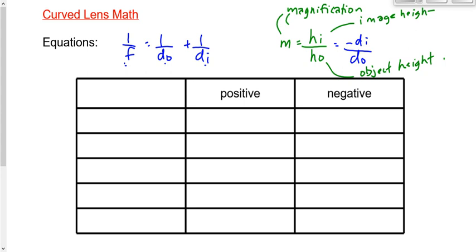Centimeters over centimeters cancels and gives you no units. It's like index of refraction, right? Remember, index of refraction was meters per second divided by meters per second, so there were no units, they canceled. Here we have centimeters divided by centimeters, so they cancel and we have no units. There's no units for the magnification.